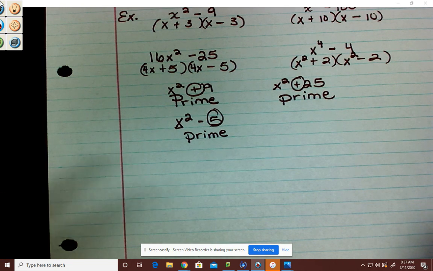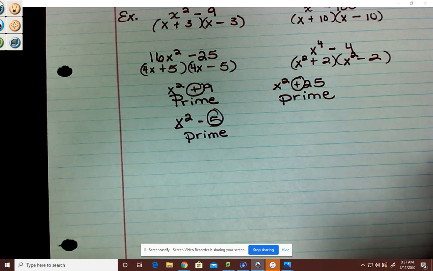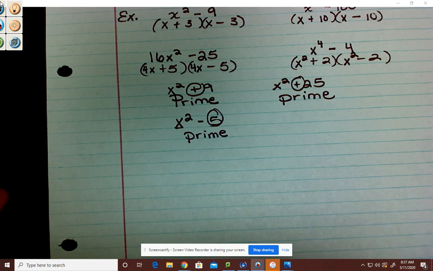So today we're going to practice this. Wednesday we'll practice all the factoring methods we've reviewed, and then we will be finished up for the year.